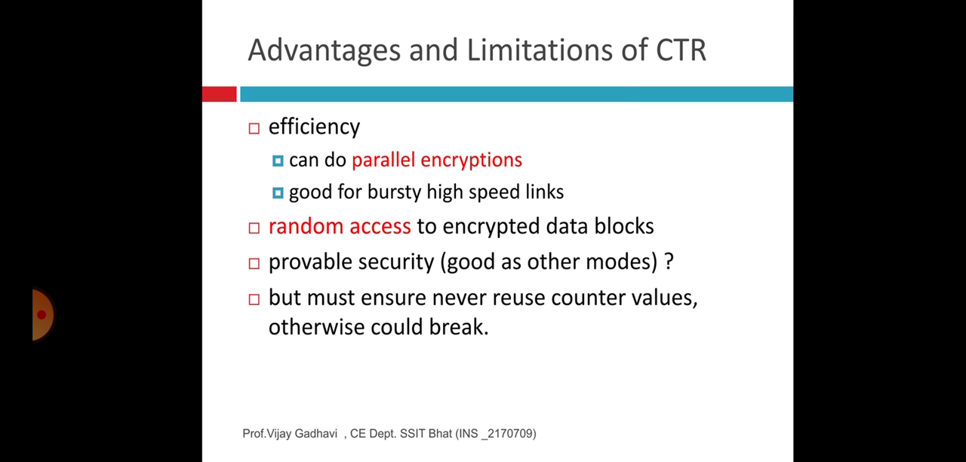Here on high speed links you can see very good results. Then random access to encrypted data blocks. Random access is possible in CTR. Must remember, it's provable security.